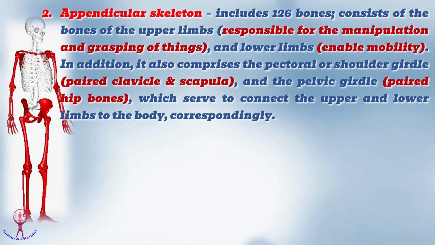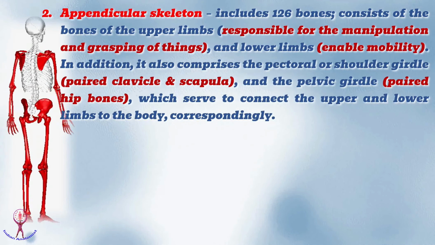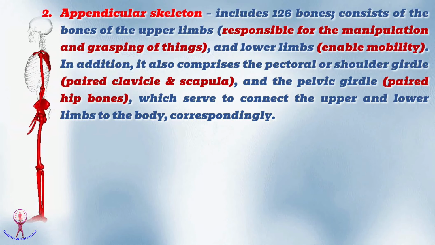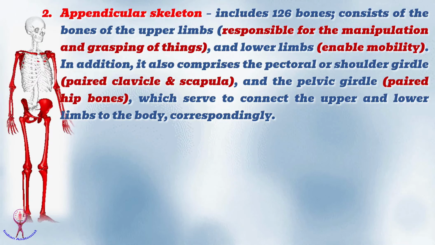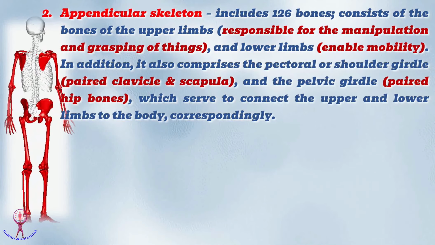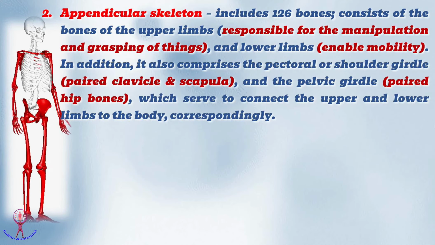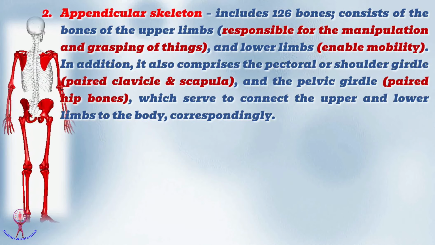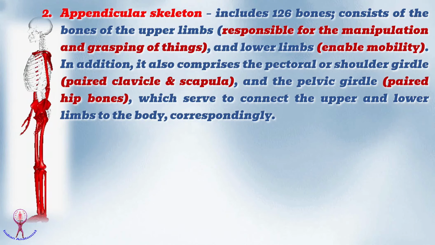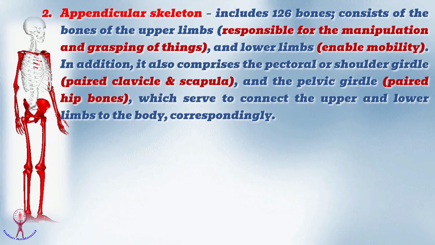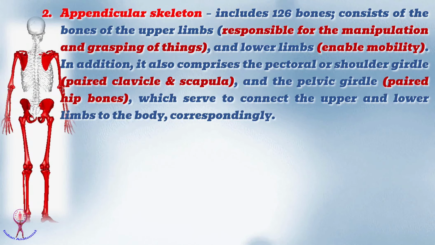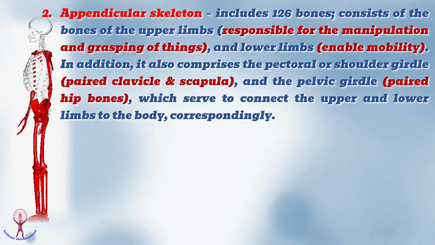manipulation and grasping of things, and bones of the lower limbs, which enable mobility. In addition, it also comprises the pectoral or shoulder girdle, that contains paired clavicle and scapula, and the pelvic girdle, which comprises paired hip bones, which serve to connect the upper and lower limbs to the body correspondingly.